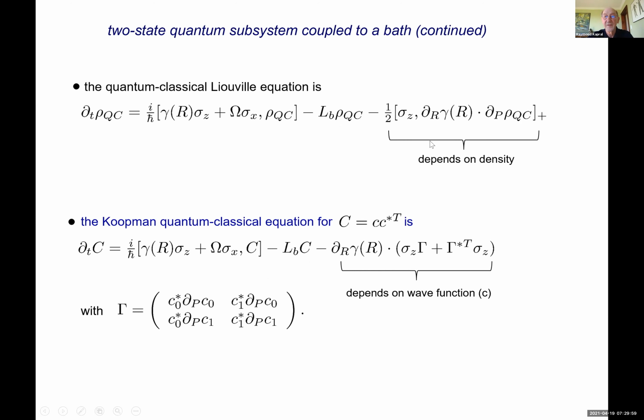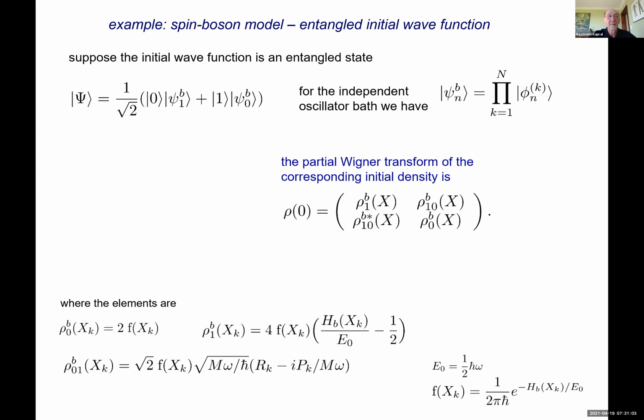And so the momentum derivative does not appear on the outside, it appears in this combination. So again, this is general, but now I'll return to the spin boson model itself. To look at this in a little more detail, I want to consider as an example an entangled initial state.